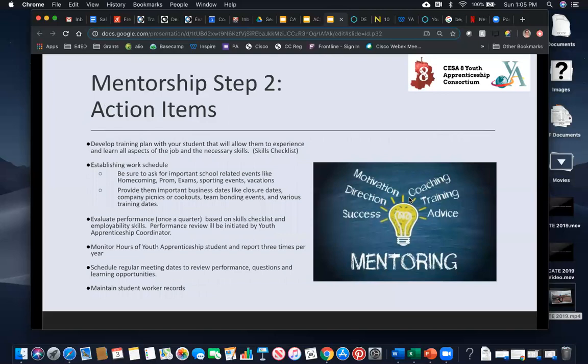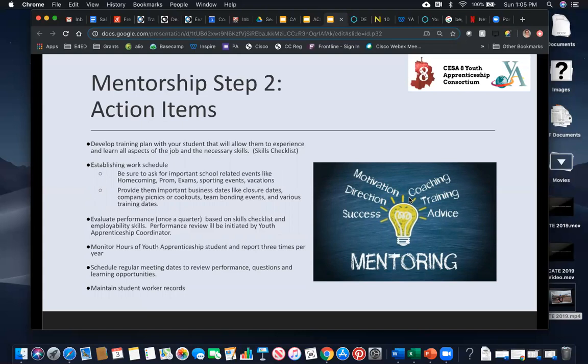A second step is a little more specific action items for you as a youth apprenticeship mentor. So you should develop a training plan with your student, especially looking at those skills checklists, which will allow them to experience and learn all of the different aspects of the job, and especially those skills that you know you're going to need to score by the end of the year. You should establish a set work schedule.